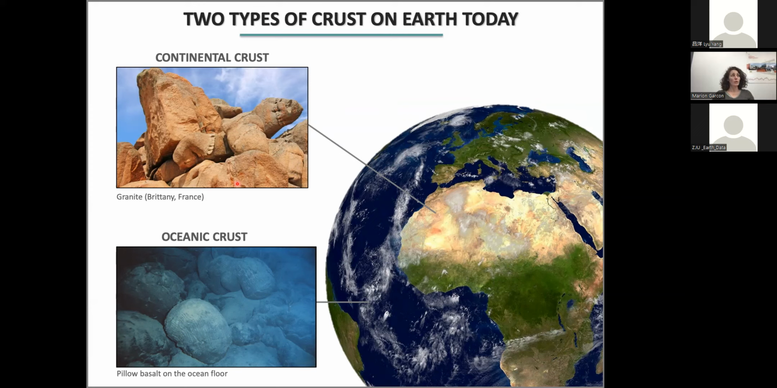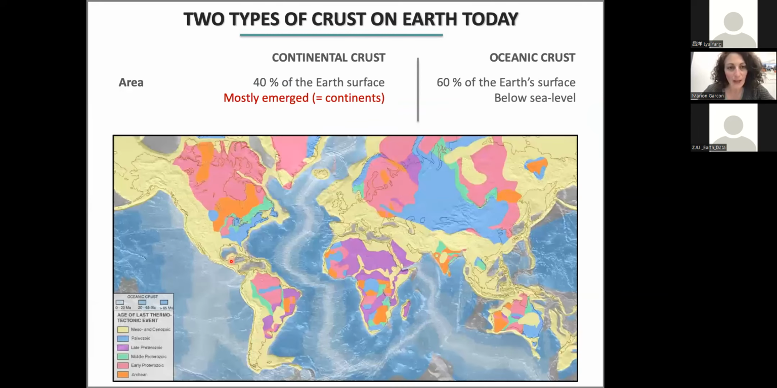So you all know that today there are two types of crust on Earth, the continental crust, that is mostly on continents, and the oceanic crust that we find in the ocean. And these two crusts are very different in terms of area first. So the continental crust represents about 40% of the Earth's surface, and it's mostly emerged. This is a very important feature of our continents today.